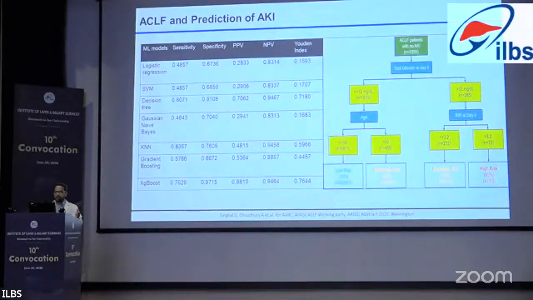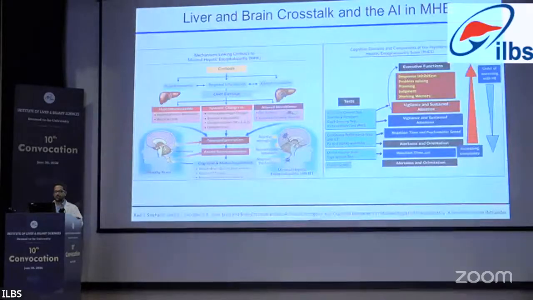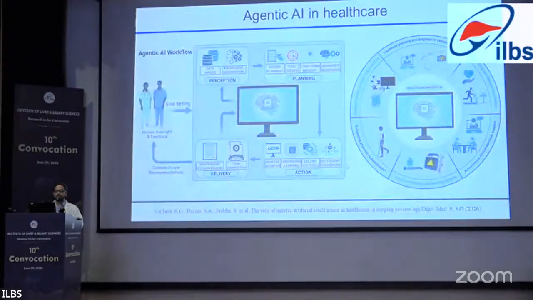And I will take input from everyone, and from sir also, on how to make this paper a good one. Then comes the liver and brain axis. That is an emerging area. You can see here the brain and the liver are interlinked, and the most important area is MHE, which needs to be diagnosed and prevented from overt hepatic encephalopathy because of high mortality. And these are the parameters, the executive functions. The tests are the Hughes, and the gold standard is PHES, but PHES is difficult to do because it takes 30 minutes.